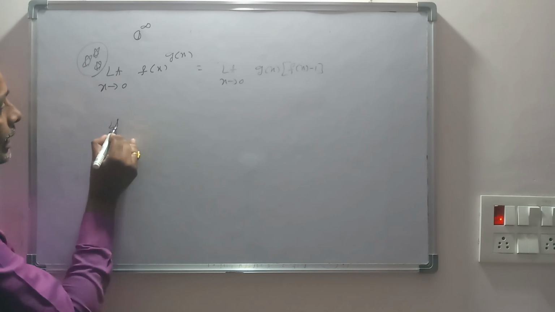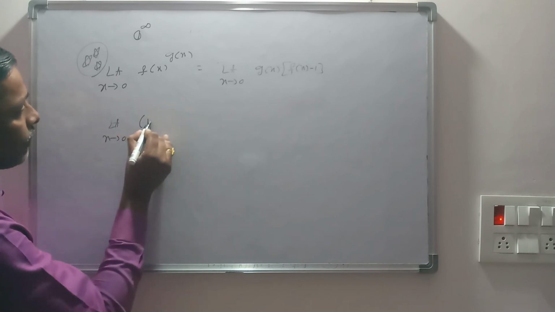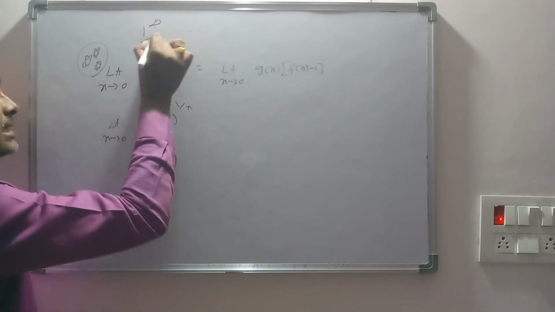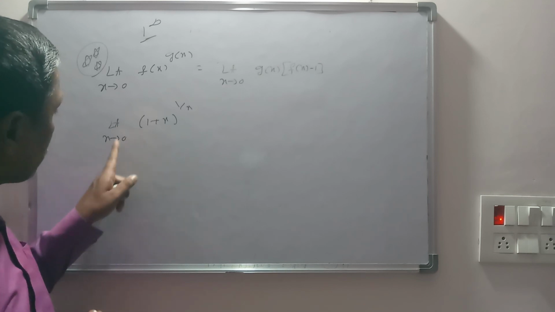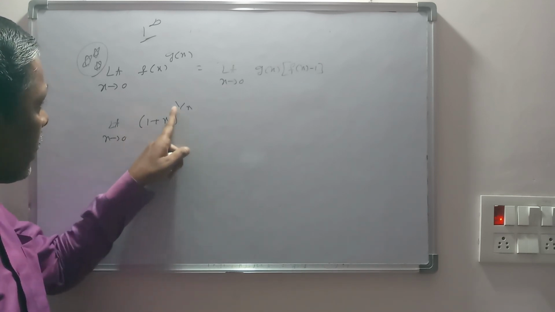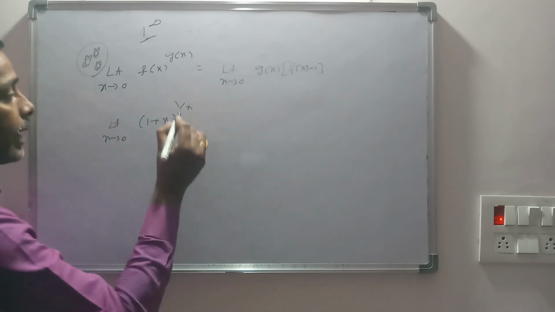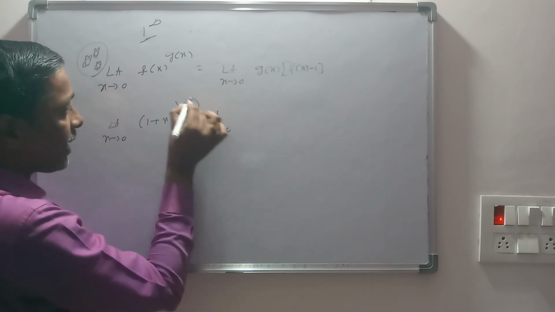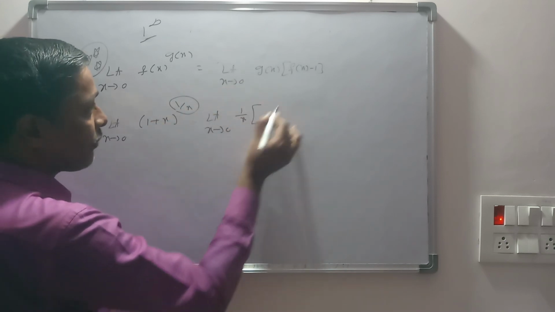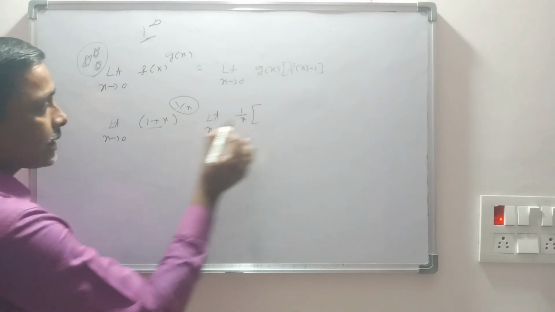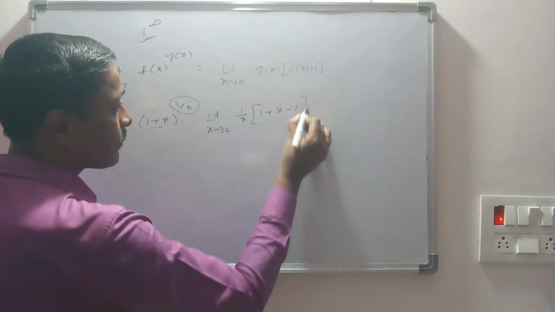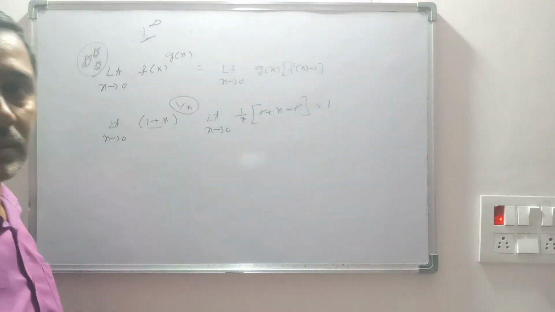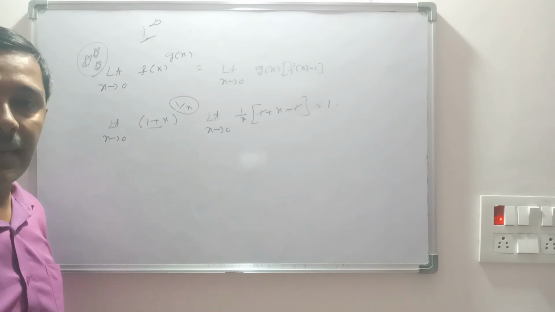For example, limit x tends to 0, 1 plus x whole power 1 by x. This is the 1 power infinity form. x approaches 0, so 1 power 1 by 0, 1 power infinity. How to write? Limit x tends to 0, g of x is 1 by x, into f of x minus 1. What is f of x? 1 plus x, minus 1. The 1 minus 1 cancels, the x's cancel. What is the answer? 1, so e power 1. This is the most important standard formula.